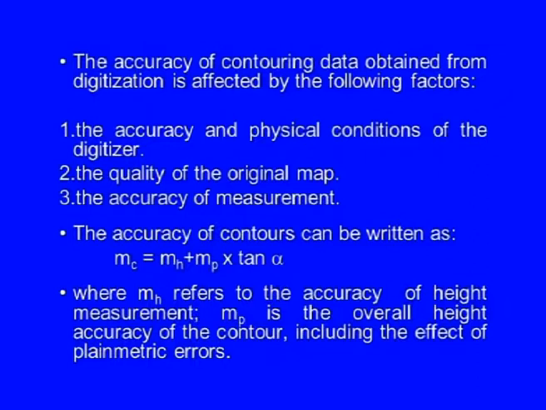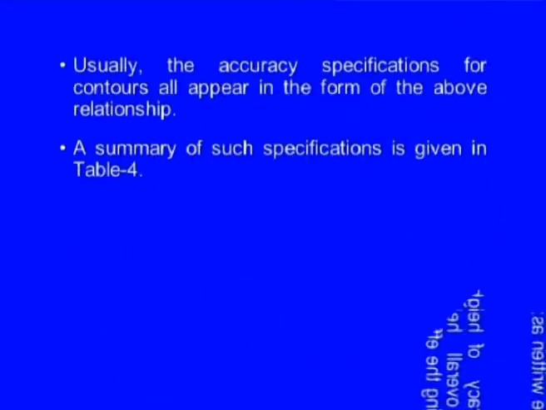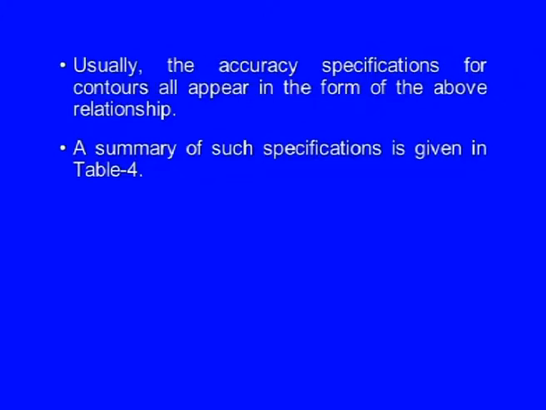The accuracy of contours can be written as MC equals MH plus MP multiplied by tan alpha, where MH refers to the accuracy of the height measurements, and MP is the overall height accuracy of the contour including the effect of planimetric errors. Usually, the accuracy specifications for contours all appear in the form of the above relationship. A summary of such specifications has been given in the table.